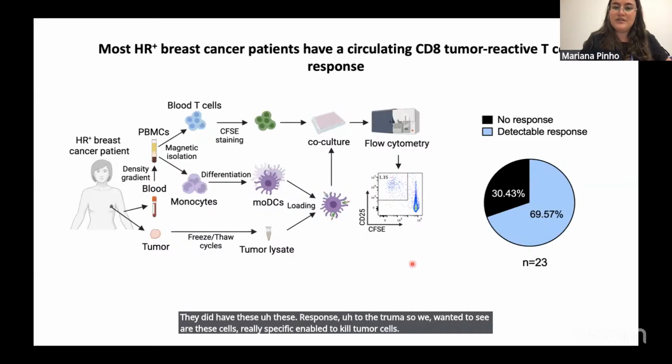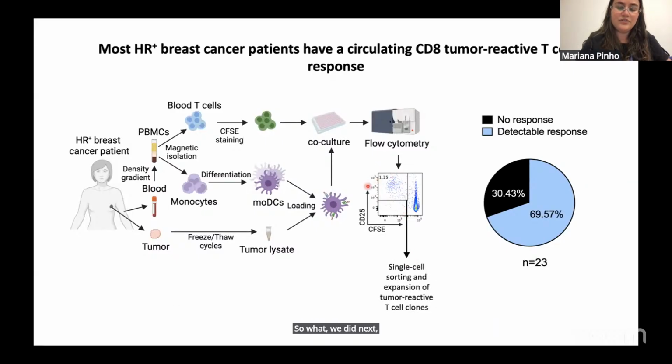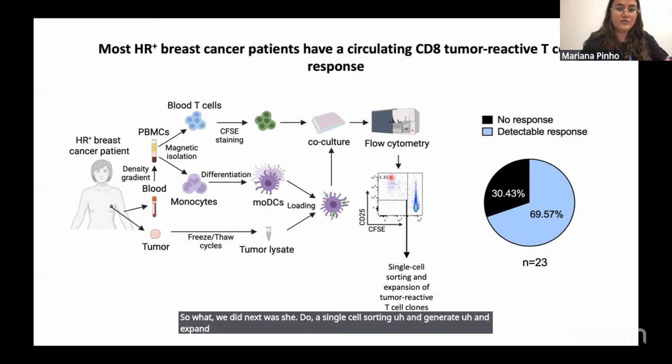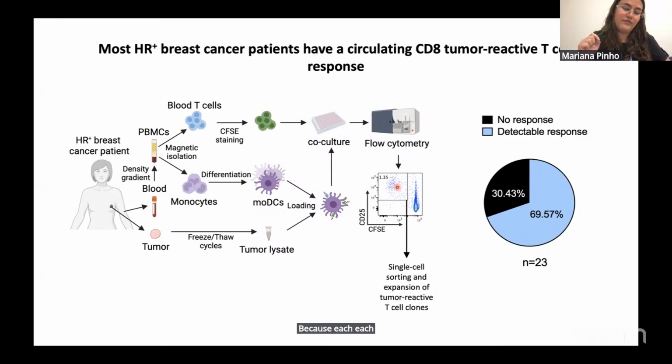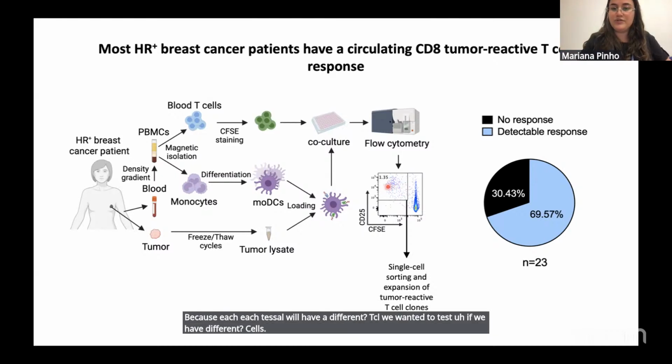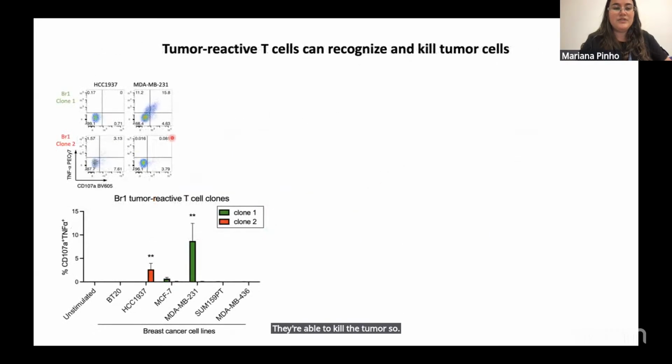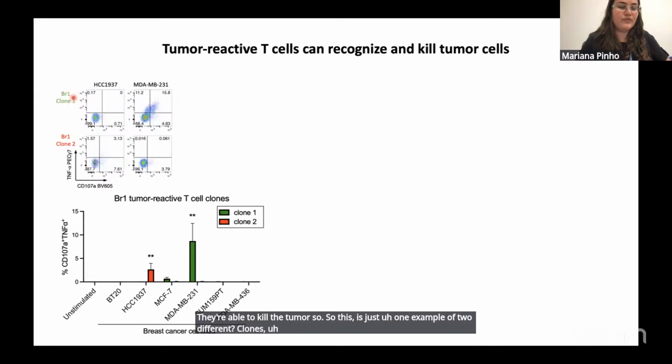So what we did next was single cell sorting to generate and expand tumor T cell clones. Because each T cell will have a different TCR, we wanted to test if we have different cells that are able to kill the tumor cell. This is just one example of two different clones from the very first patient. Clone 1 was reactive to MDA-MB231, and the second clone was reactive to HCC1937.